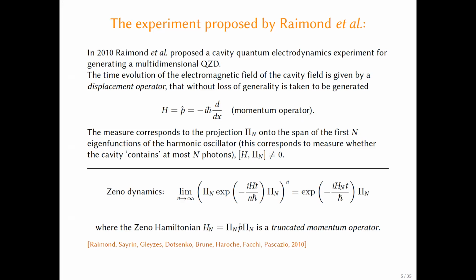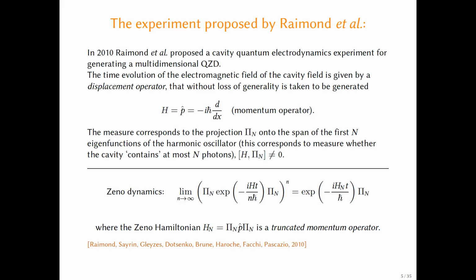Okay, so in 2010, these physicists proposed a quantum electrodynamics experiment for producing a quantum Zeno dynamics using a cavity, and the mathematics. The model was this one. In the cavity there is an electromagnetic field, and the evolution of the field is given by the displacement operator, that is essentially generated by the momentum.